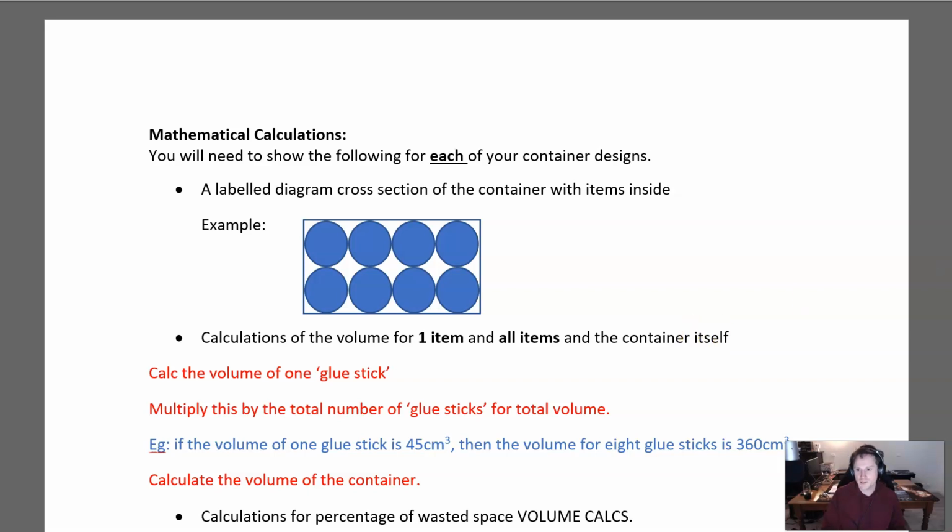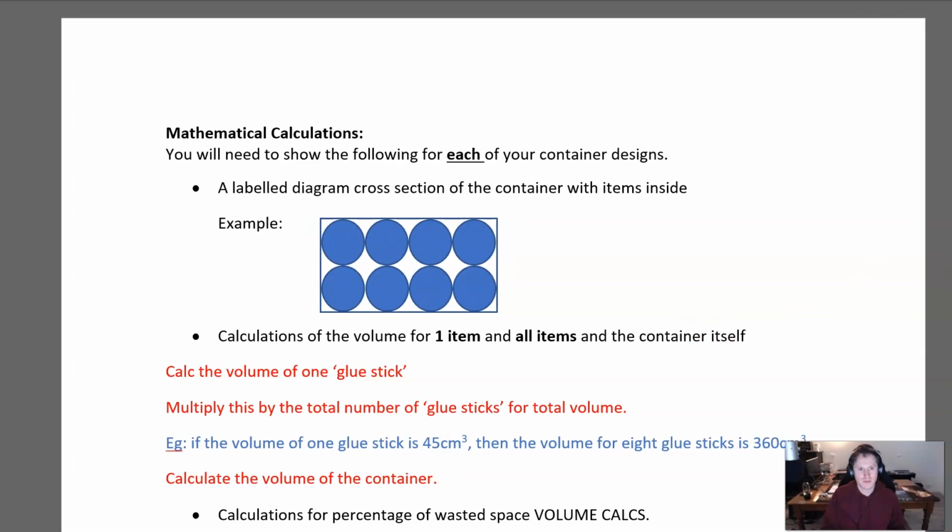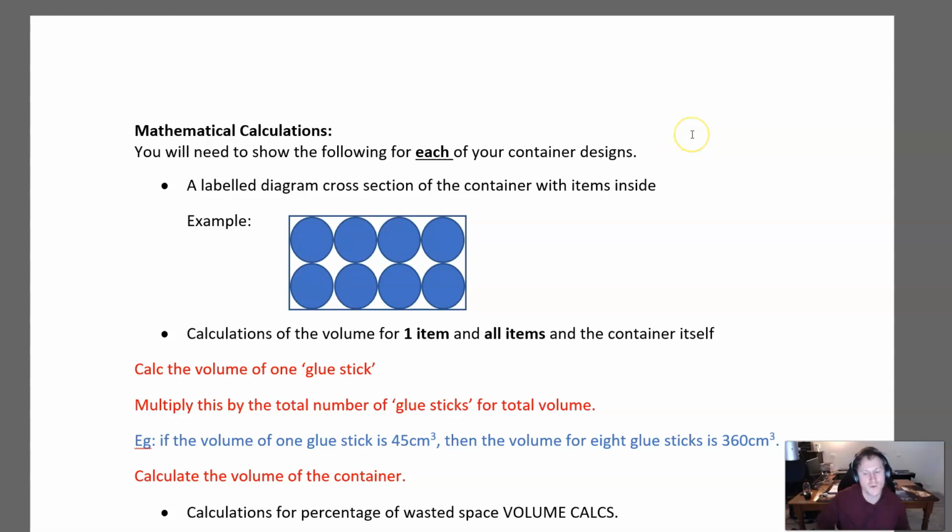Hey guys, this video is just to talk you through the measurement DI, just a bit of support. So essentially, I'm just going to talk you through what you need to include in the report in terms of the calculations, okay? And just some support with the percentage wasted space calculation and also how many of your containers you can make per the big A0 sheet, okay? So let's just get into this.